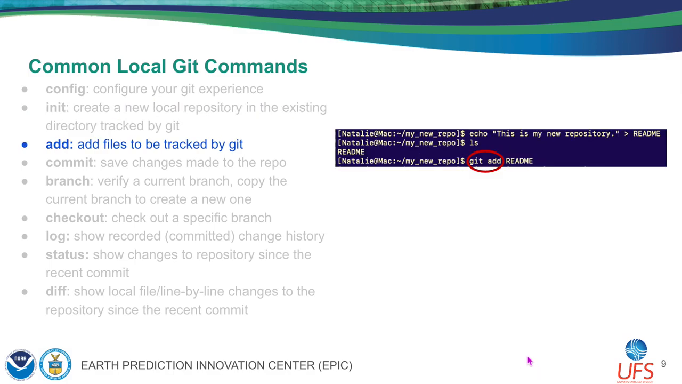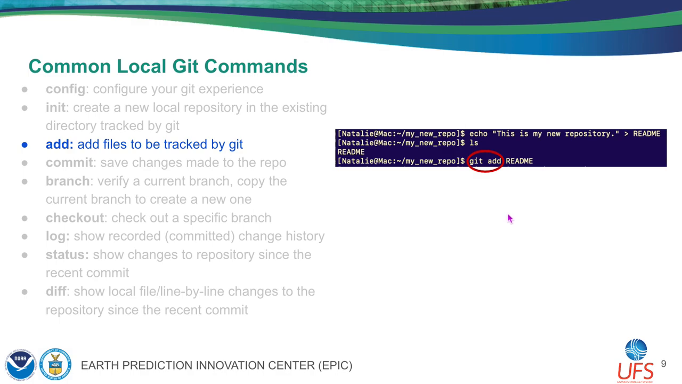Then git add adds a new file to the ones to be tracked by Git. So I can create a simple README file by using just the echo command and say, okay, this is my new repository, and record this string into the README file. Then make sure it's recorded and issue git add README. So the README file starts to be tracked by Git.